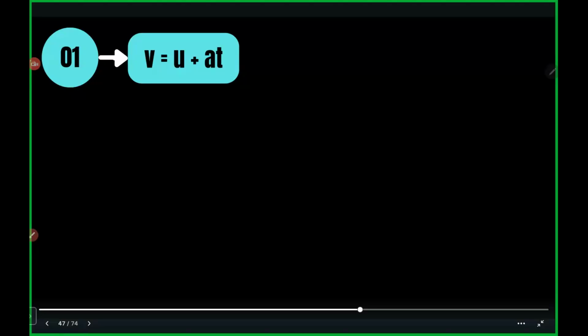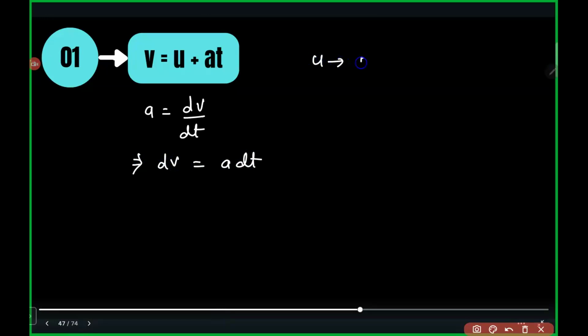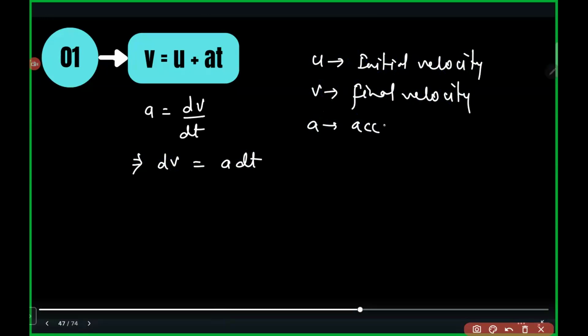Yes, sir. Okay. So you know the acceleration. What is the acceleration? It is dv by dt, right? Now we can say here dv is equal to a dt. I have taught you the rule of integration. I hope you remember those. So I can say the initial velocity of the particle is u. Let me say u is the initial velocity of the particle and v is the final velocity. a is the acceleration, and it is a constant because we are studying uniformly accelerated motion, and t is the time.